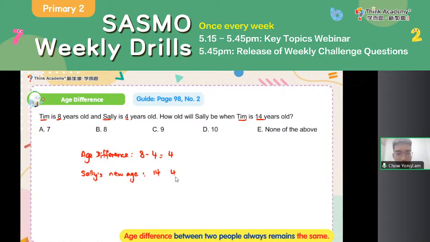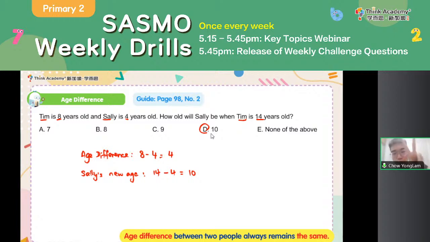Is it a +4 or a -4? Okay, even though it says difference, you need to be very careful. Is Sally older or is Sally younger? You see, Sally is 4 years old when Tim is 8, so obviously Sally is younger. So to find a younger age, don't forget to use subtraction. Okay, so be very careful. All right, sometimes they might give you the younger person's age and then trick you to use subtraction. So think carefully. If it's a younger age, use subtraction. So 14 minus 4 is 10. Okay, so my answer is D. All right, pretty simple, right?